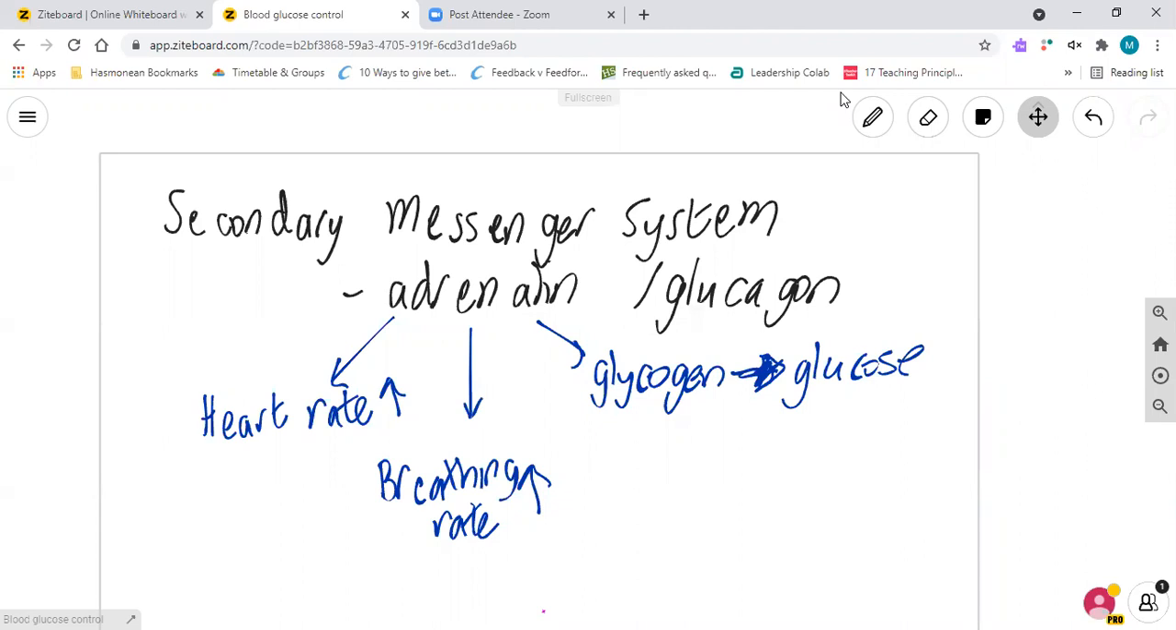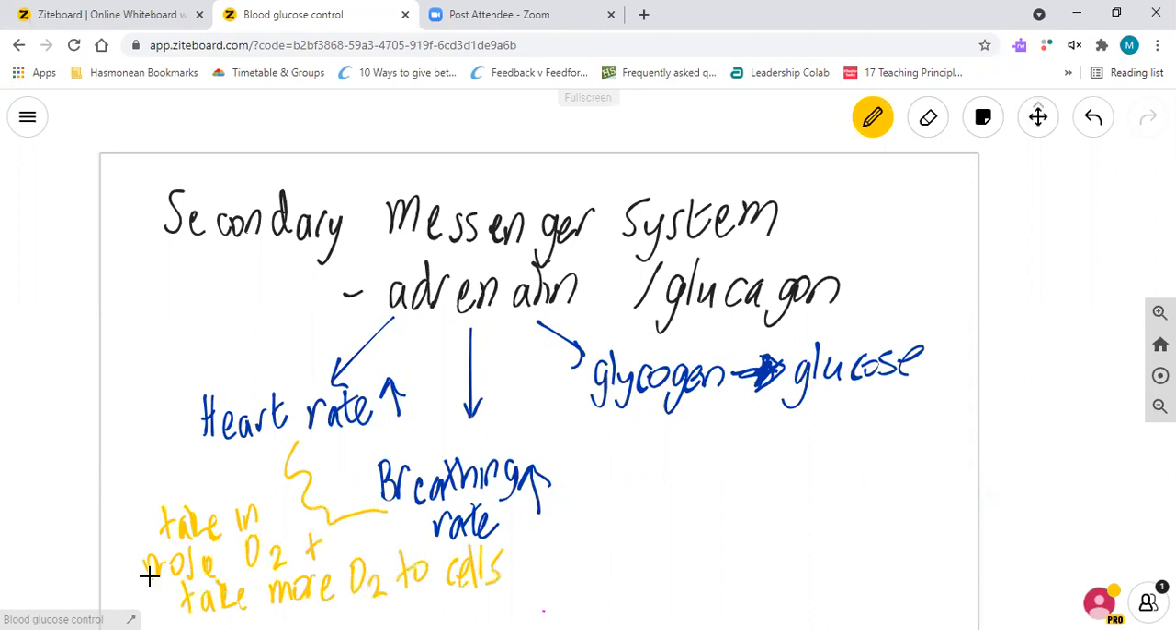So what does adrenaline do? Well, as you can see, there are three things that I need you to be aware of. The first one is it increases the heart rate, and the second one, it increases the breathing rate. The purpose of both of these, breathing rate and heart rate, is to take in more oxygen and take more oxygen to the cells.